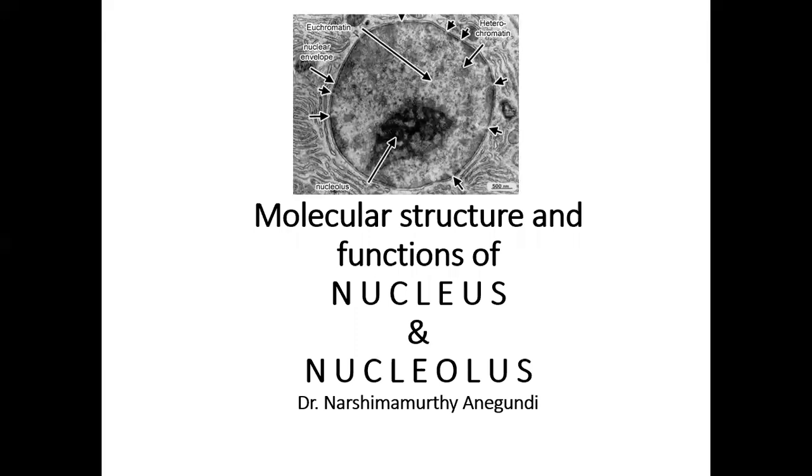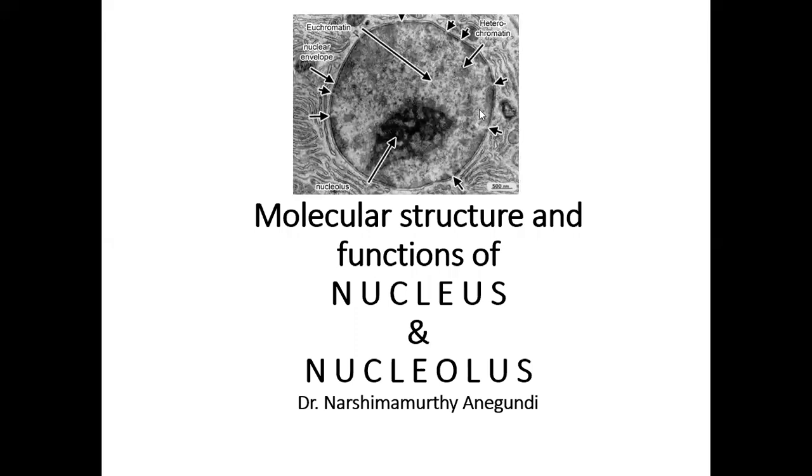Later, the material of the nucleus was stained by basic dyes, and it was given the name chromatin by the scientist Fleming. So he called it chromatin.